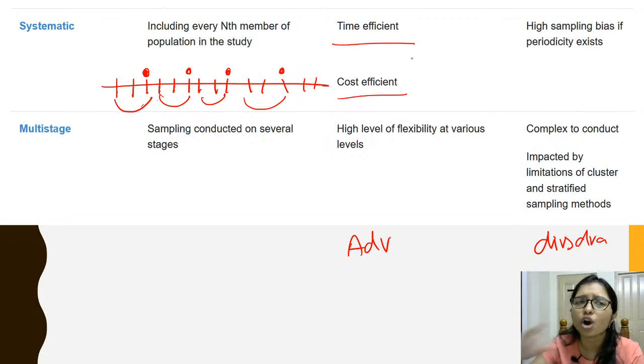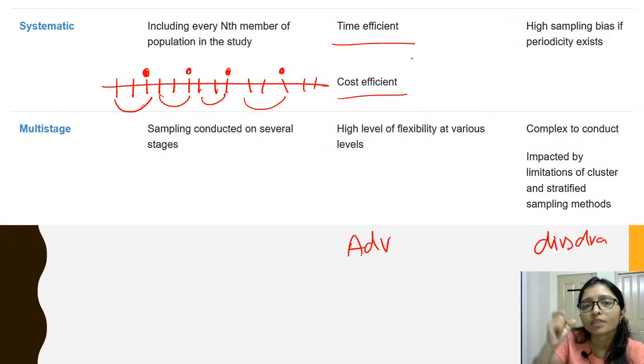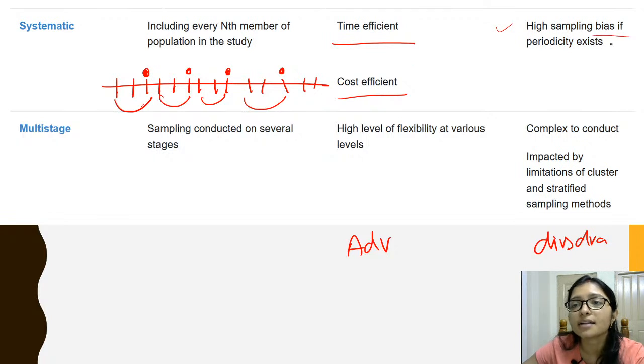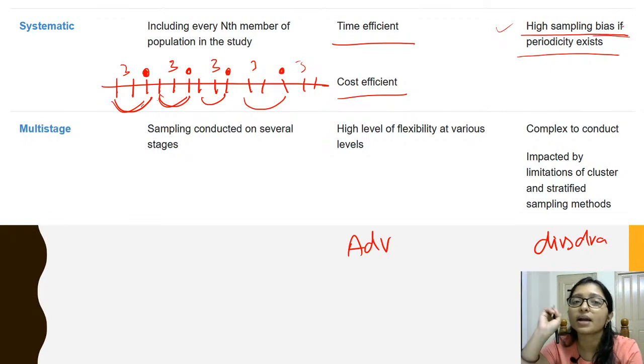You are choosing some specific interval, that is systematic, and it is time efficient and cost efficient. It means you only have to create a line, and in the line I will choose by creating a gap of 3. So it is time efficient, you don't need to know anything else, right. But there is high sampling bias if periodicity exists. If you do it periodically, every 3, like that, then it will be highly biased, because you are choosing a specific number, so that can be highly biased.